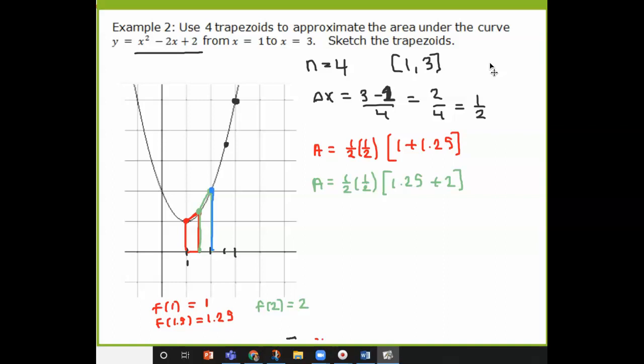Trapezoid 3 would be at 2 and then 2.5. So you'd have 2.5 squared, which is 6.25. Add your 2 to it, and subtract 2 times 2.5, and you get 3.25.